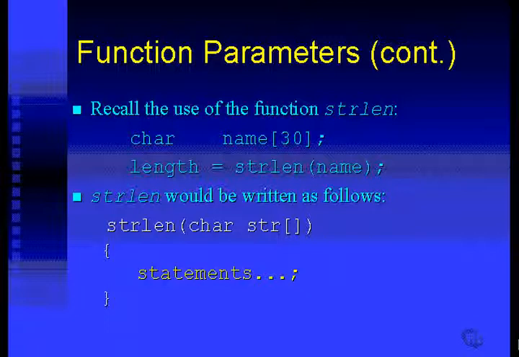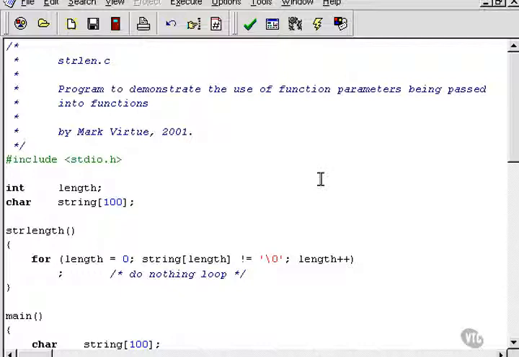So let's now go and have a look at an example very similar to this. This is strlen.c. In here I've written myself a function called strlength. I've called it strlength and not strlen because I actually don't want to get confused between this function and the standard C library function called strlen, so I've changed the name slightly. Now this strlength does not use function parameters. In fact, it uses a global variable. In fact, it uses two global variables.